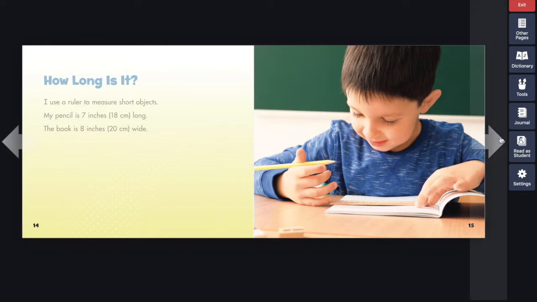So he uses a ruler to measure short objects.